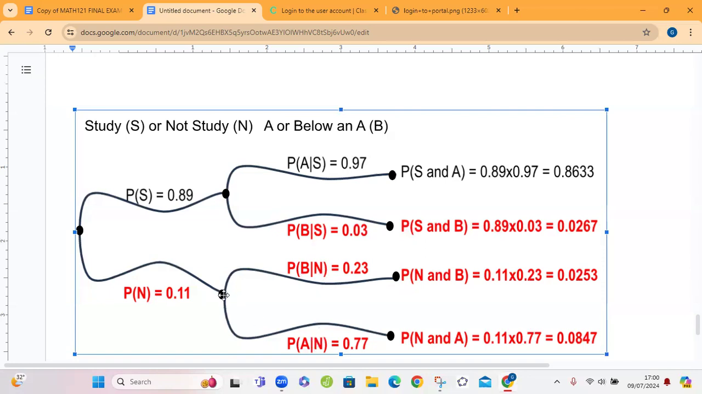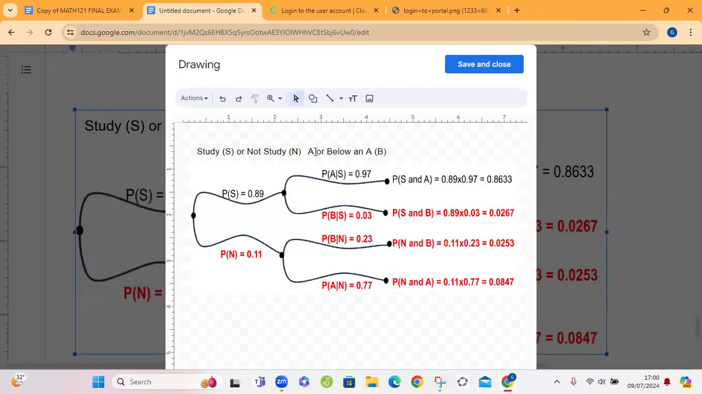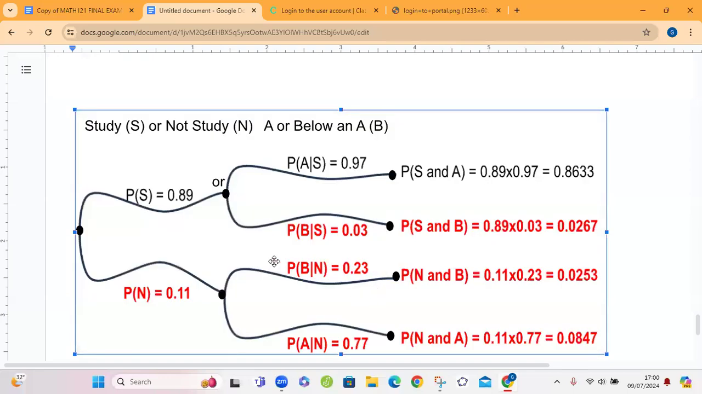Or, because the word for the node is or. So anytime you see the node, you can say or. Or in probabilities is a very important word also, and it has its own symbol, which is addition. So anytime you say the word or, you've got to add. So that is why 0.97 plus 0.03 is equal to 1. Okay? And 0.23 plus 0.77 is also equal to 1.